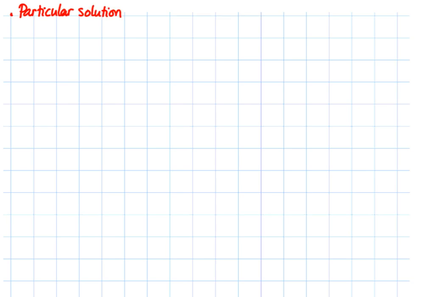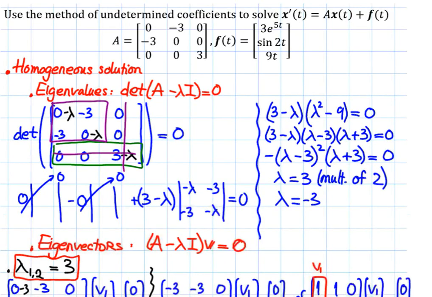For the particular solution, now we have to go back to the beginning and see. So we have 3e to the 5t. If we compare to the solution, now we have e to the negative 3t and e to the 3t, which is different than this. So if we have to guess, the form will be A e to the 5t. And for sine 2t, we can say A cosine 2t, B sine 2t. Let's use this.